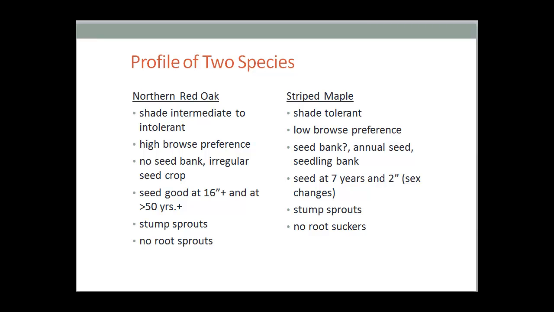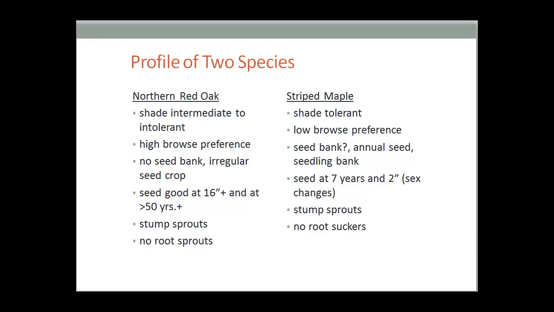They'll not be dormant. They'll continue to be alive as seedlings, making no appreciable height growth, and then just hang out in the understory, waiting, if you will, for a canopy gap to open. The trees begin production of seed at about 7 years of age and 2 inches, and the species has the ability to change sexes in response to disturbance.